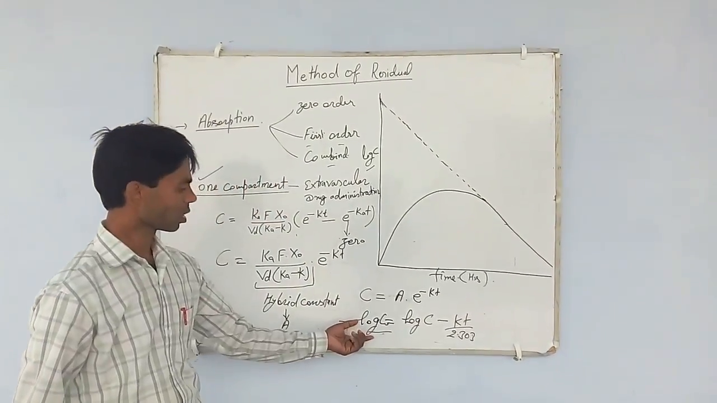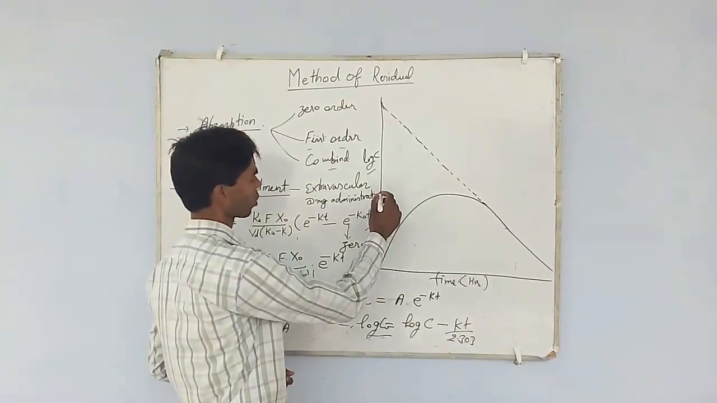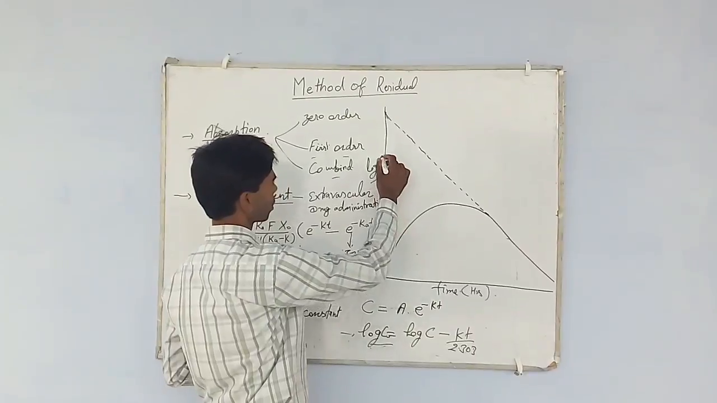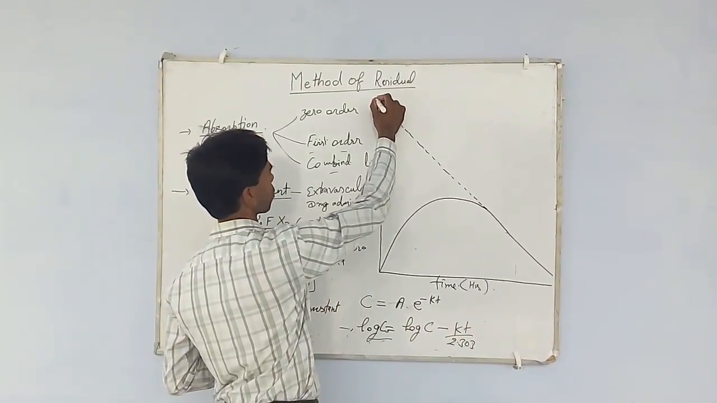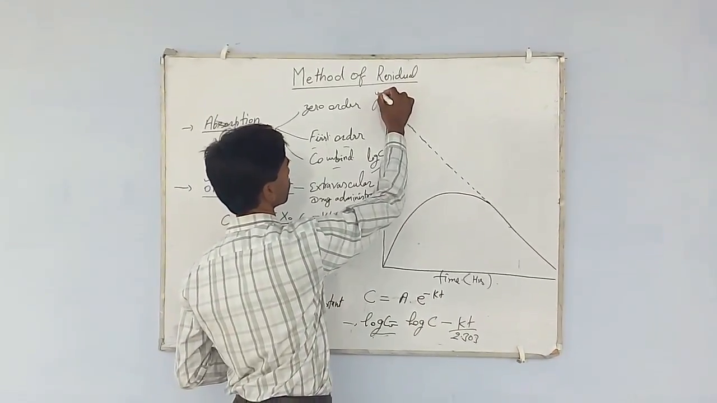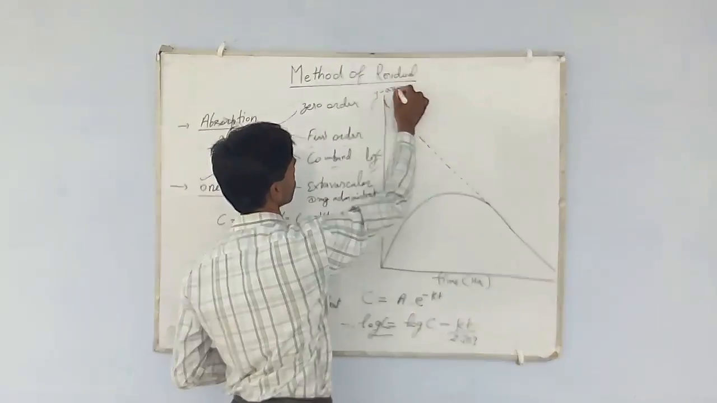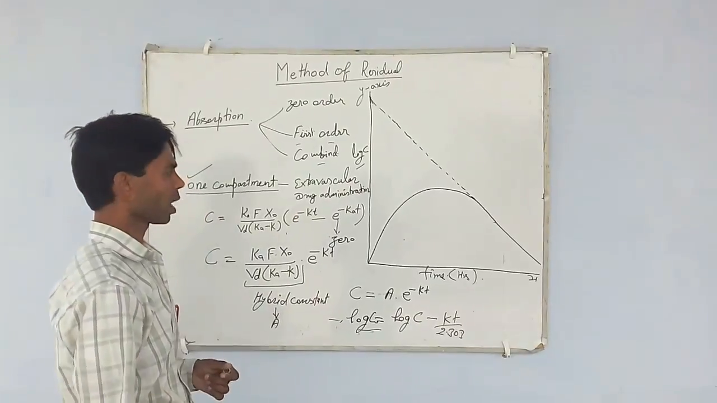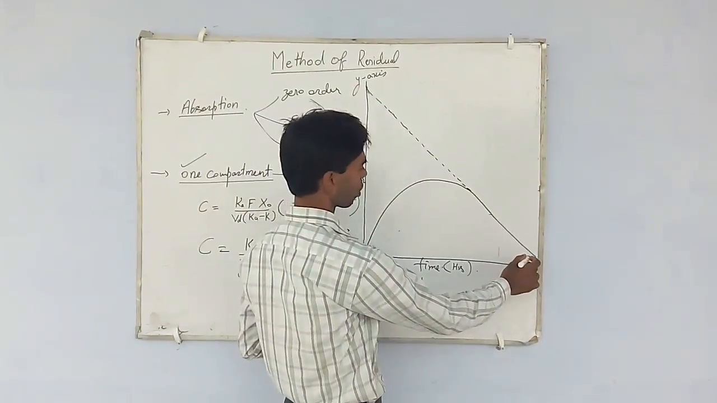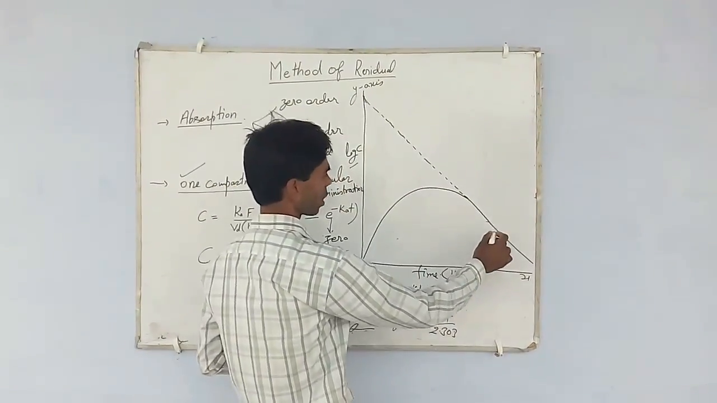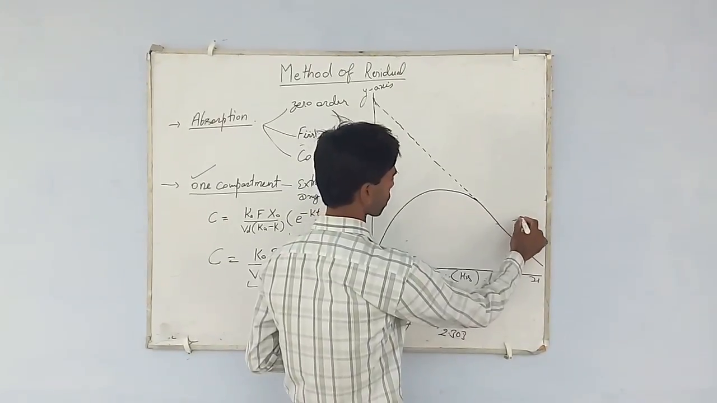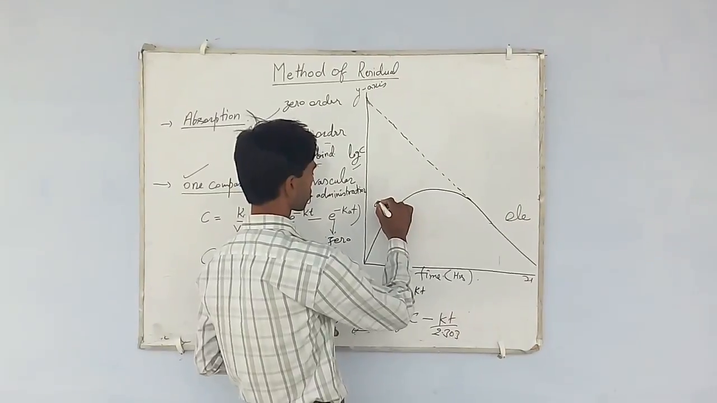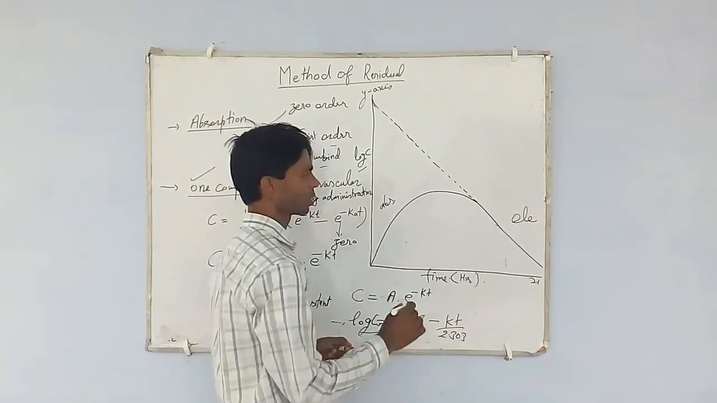From this equation, the log concentration is plotted on semi-log graph paper against time. Log concentration is taken on the y-axis and time on the x-axis. In the plotted data, the last part of the curve is known as the elimination phase and the starting part is known as the absorption phase.